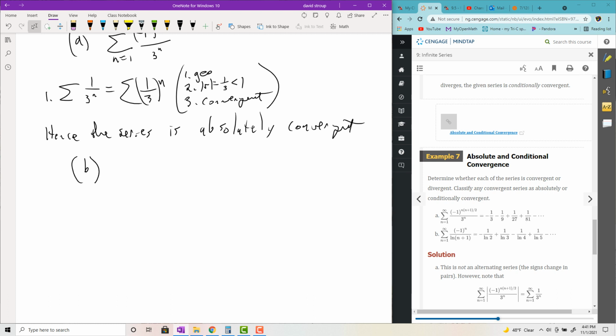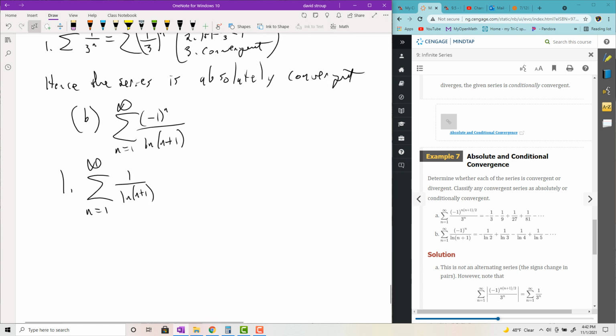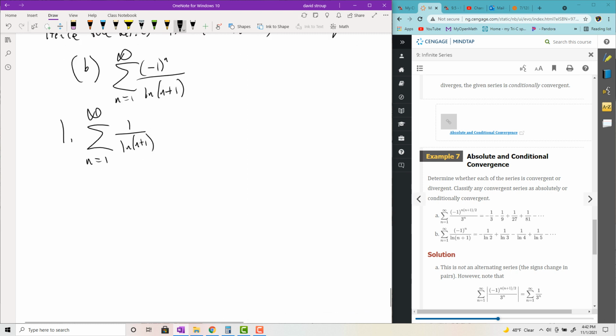Part B, then we have the series -1 to the n all over ln of n plus 1, n equals 1 to infinity. So again, first you start with the absolute value of the terms. So absolute valuing it will get rid of the -1 to the n thing. You'll just have 1 over ln of n plus 1. That looks like an integral test at first. But because it's 1 over ln, I don't think so. I'd probably have to do a comparison test.